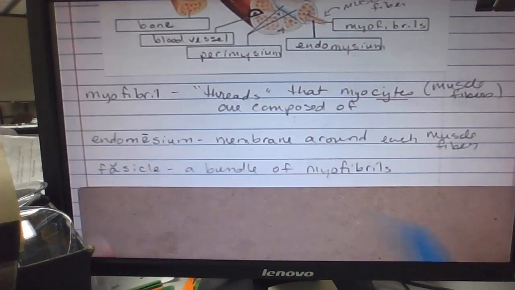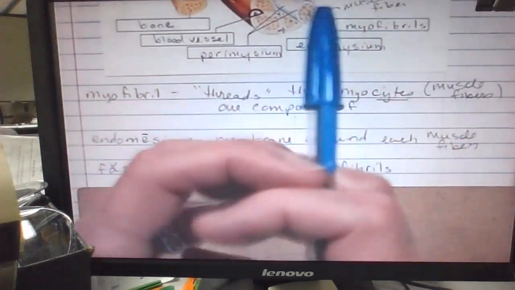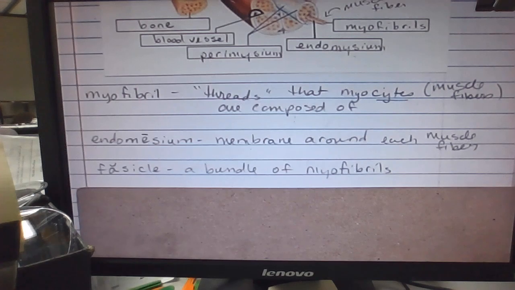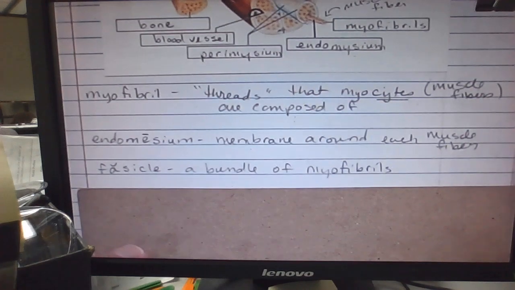The fascicle is where we take those myofibrils and pack them into a bundle. Each one has an endomysium that it's encased in, that it's protected in. And then all of those units bundled together form a fascicle.